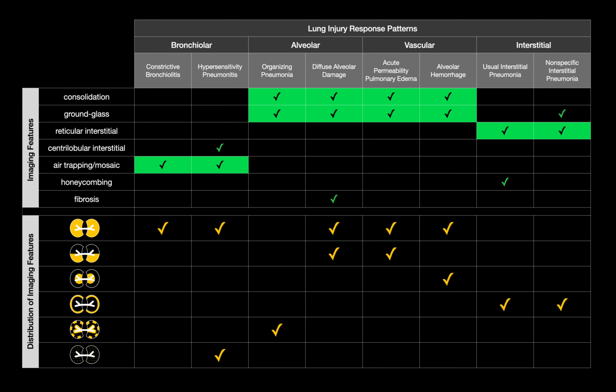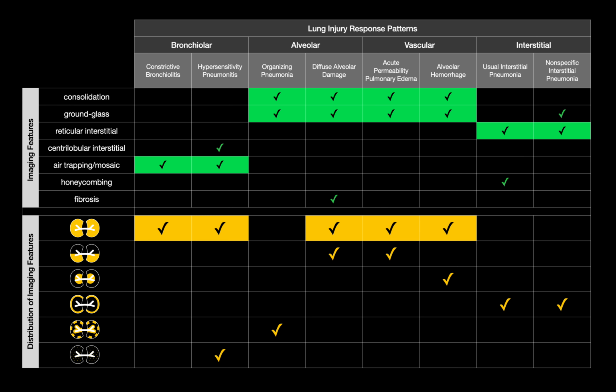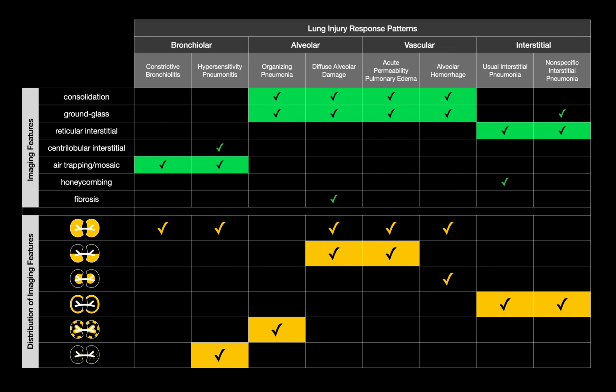When it comes to the geographic distribution of these imaging features in the axial plane, it turns out that a diffuse axial distribution of imaging features is not terribly specific. On the other hand, a centrilobular distribution of abnormal imaging features in the axial plane tends to favor HP over the other lung injury response patterns, while a multifocal peripheral and peribronchiovascular distribution favors OP. A dependent distribution may favor DAD and acute permeability pulmonary edema, and a peripheral distribution favors UIP and NSIP over other lung injury response patterns.